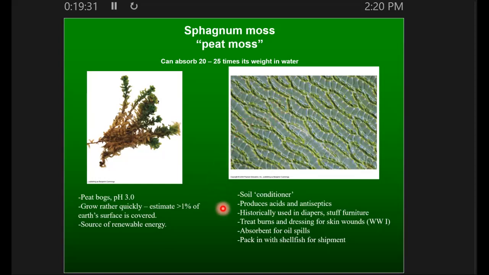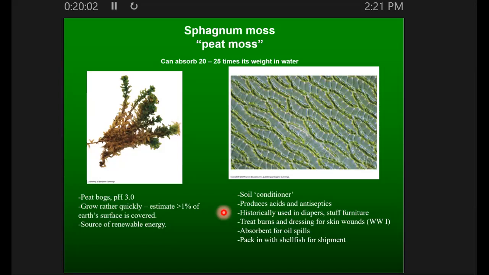It is known to produce acids and antiseptic, so it's antimicrobial. And so it's good for reducing plant pathogens in your soil. People have used that historically for lining diapers, like if you had a cloth diaper and you lined that with peat moss, then the baby, especially when it excreted urine, the moss would soak up that urine and keep the baby's skin nice and healthy. They've used it historically to stuff furniture.